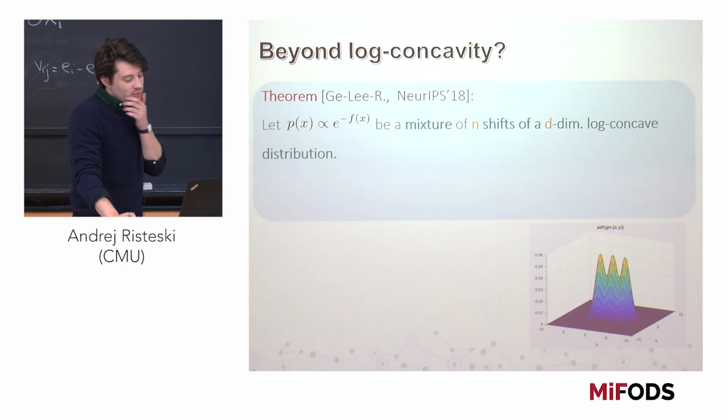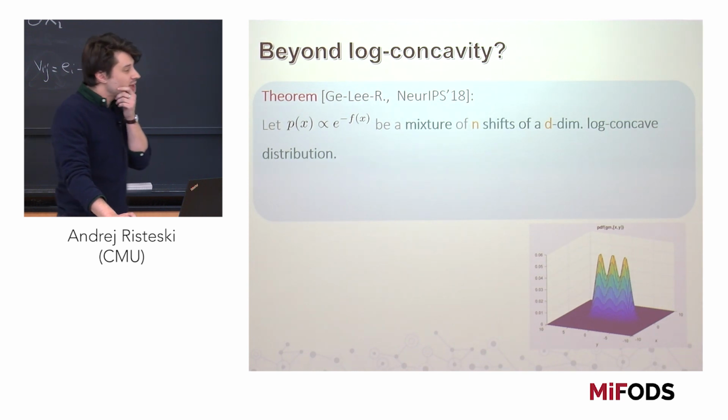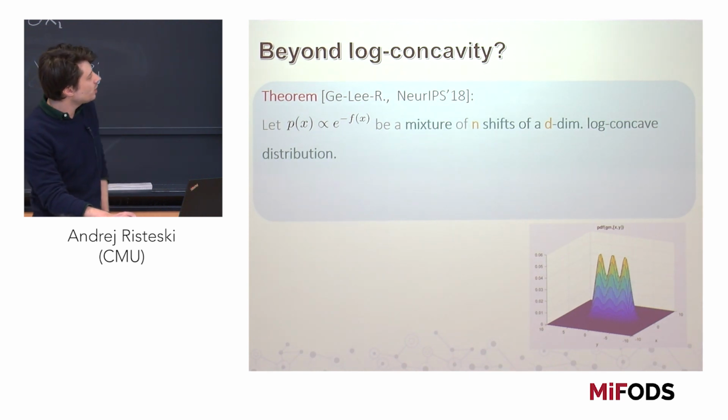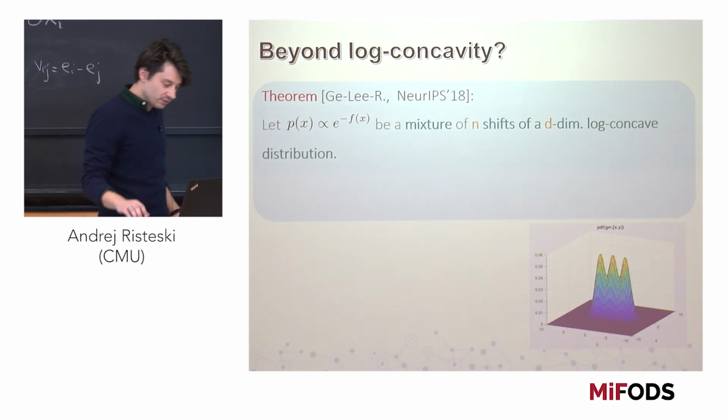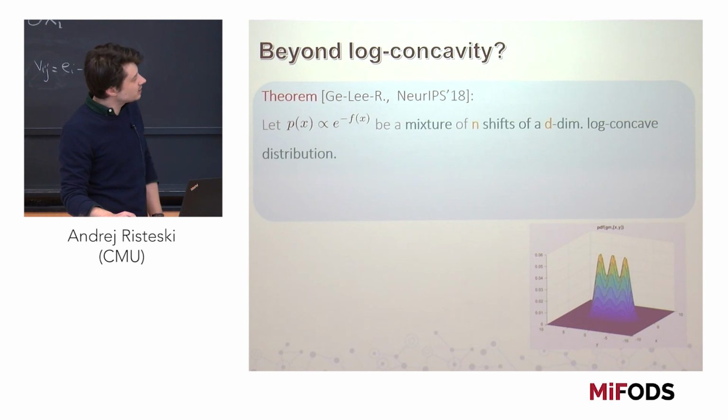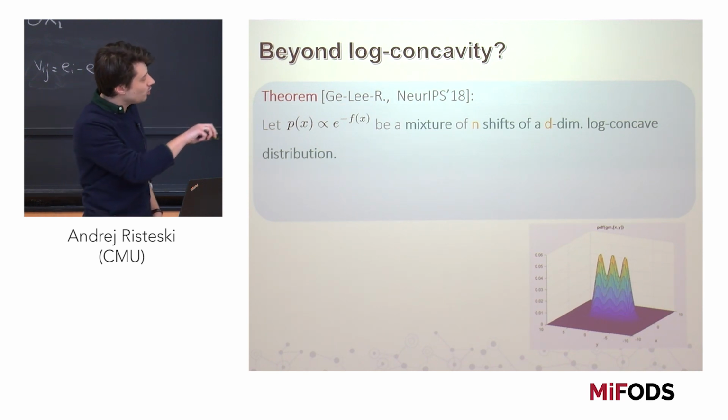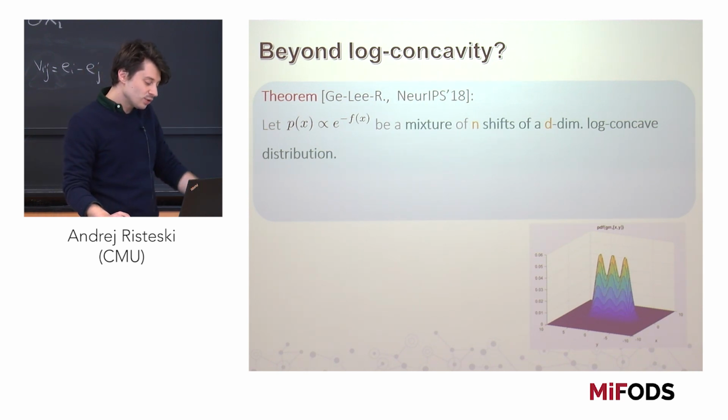So the easiest thing you could imagine that's not log-concave, but is something that you might want to look at in practice, is something that's multimodal, but not in too crazy of a way, right? So you could imagine that your distribution looks like a mixture of shifts of some fixed log-concave distribution, and it looks something like what I have down below here. It looks like it has n modes, however many components you have, and the modes look similar to each other because they're shifts of the same distribution.